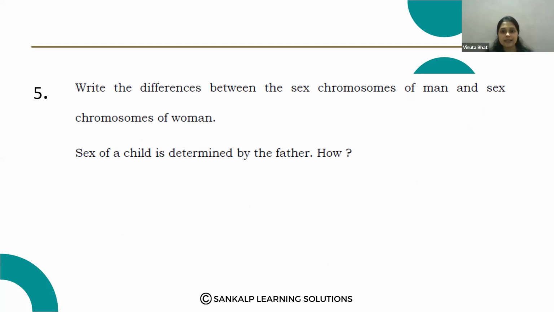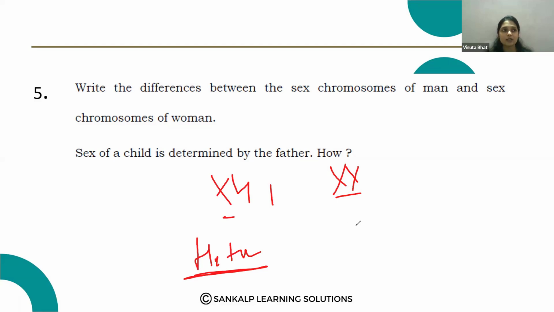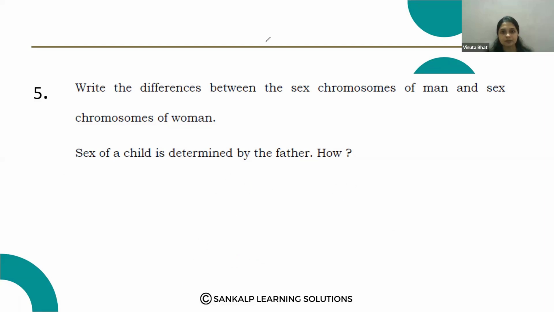So, the sex chromosomes of man, that is the X and Y chromosome, and the woman, that XX chromosome. XY chromosome is present in the male, and XX chromosome in female. So in male, heterozygous condition is present, but in case of a female, homozygous condition is present. So like that you have to write the difference.